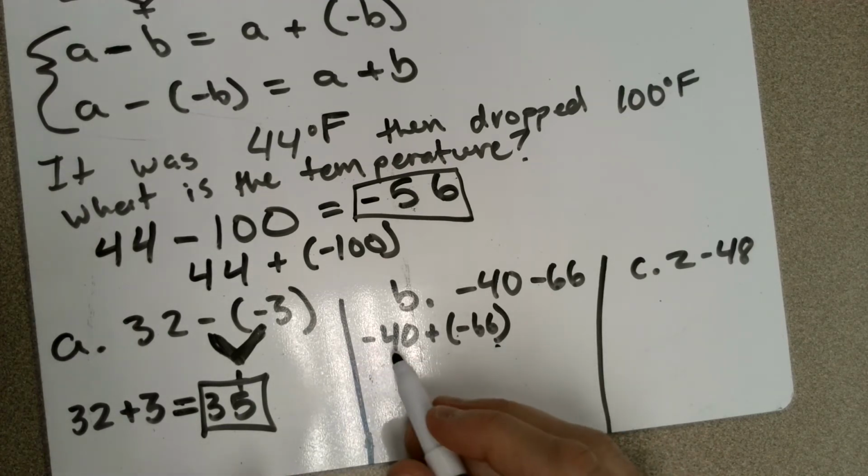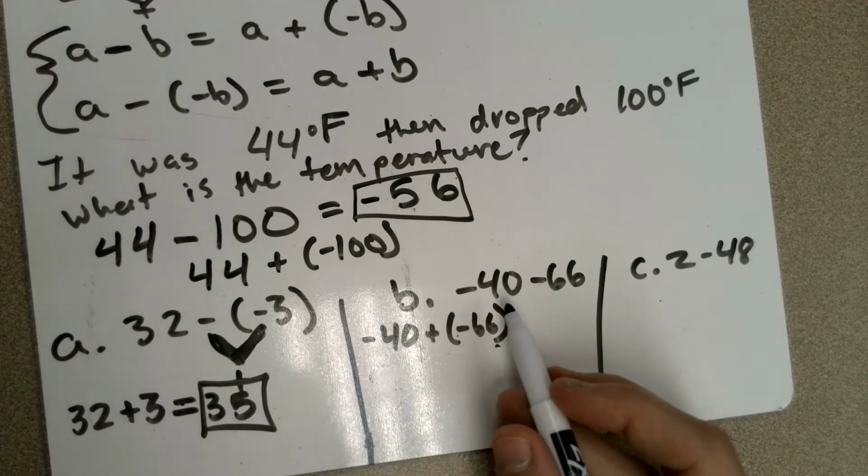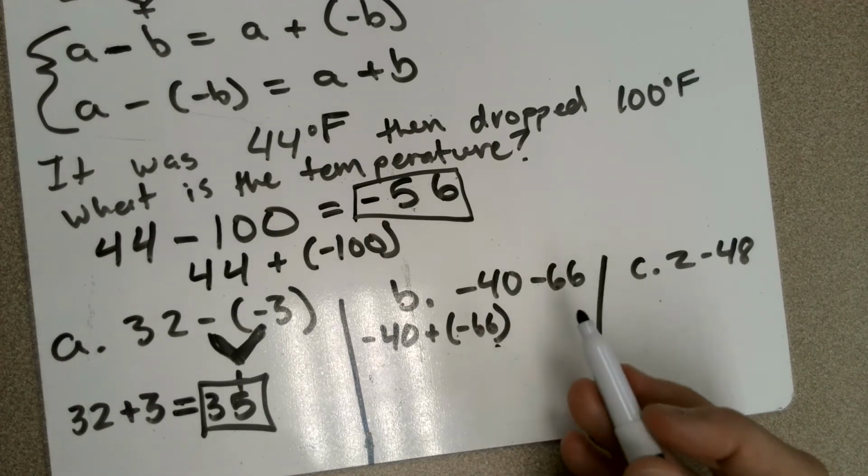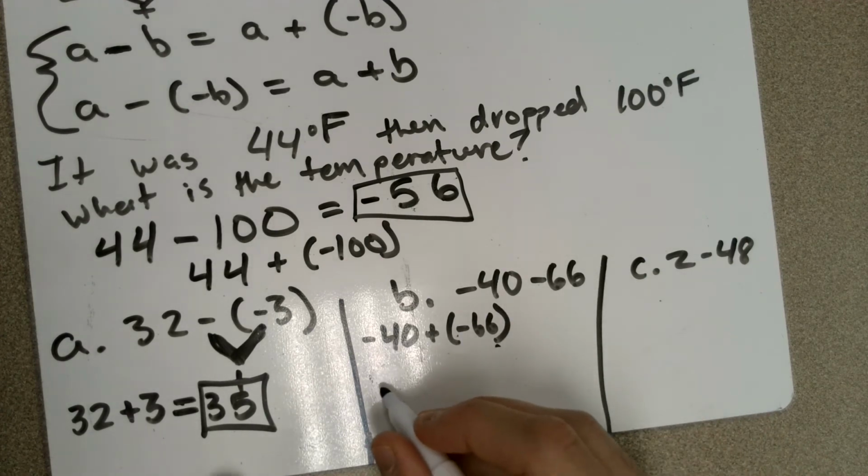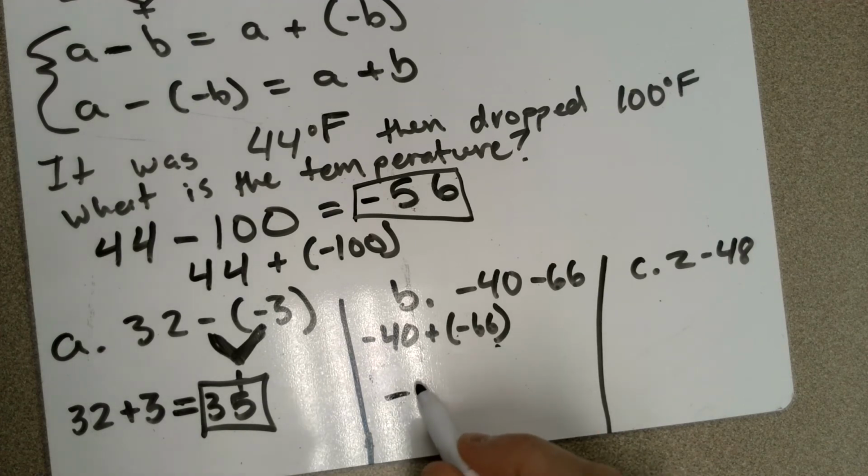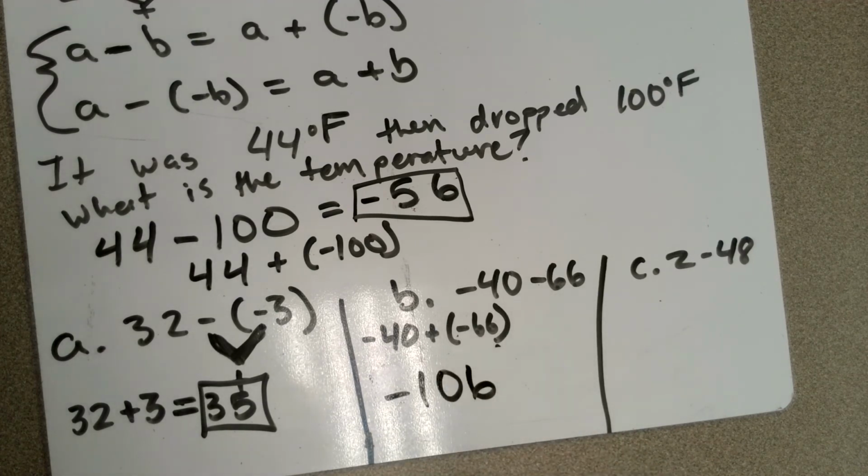Little mental math there. Negative 40 minus another 60. If it was negative 40 minus 60, I know that would give me negative 100. So I'm going to add another 6 onto that. Negative 106.